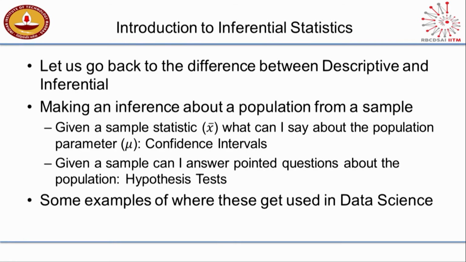The other thing that I can do is, given a sample, I can answer some pointed questions. I can make a hypothesis that mu must be equal to something. So I'll say, I hypothesize that mu is equal to 10. Now, given the data that I'm seeing, I'm going to compute an x bar, and I'm going to say, what's the probability that I could have gotten this data if mu was equal to 10?